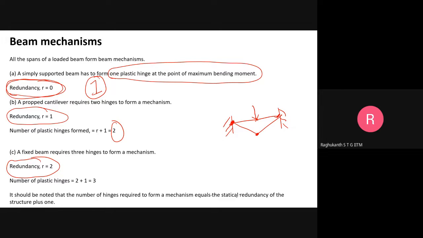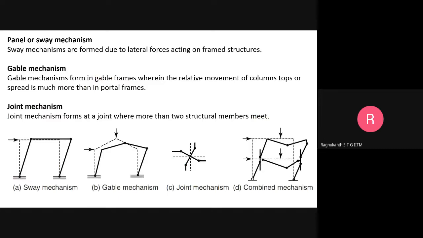So you can see that the number of hinges for beam mechanisms is, if you write the number of hinges, it is something like the redundancy plus 1. So approximately you can say how many plastic hinges are required for collapse of this beam mechanism. Now, if it is a sway mechanism, sway is something like this. It happens for horizontal loads, essentially in portal frames. So this is what we call a sway mechanism.